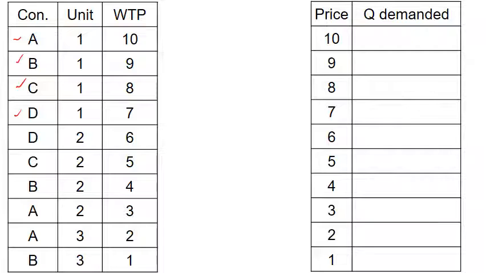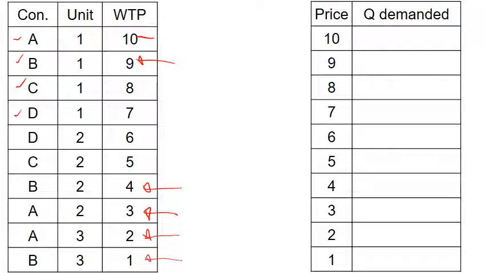Consumer A is willing to pay $10 for the first unit purchased, but is only willing to pay $3 for the second and $2 for the third unit purchased. B is willing to pay $9 for the first unit purchased, $4 for the second, and only $1 for the third. And we can see what C and D are like.